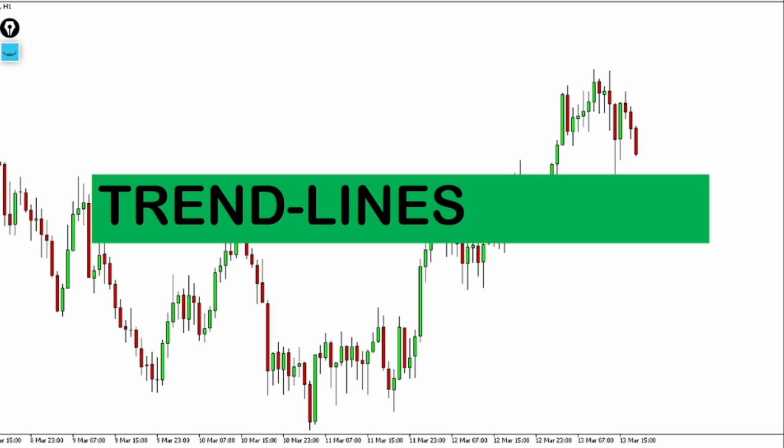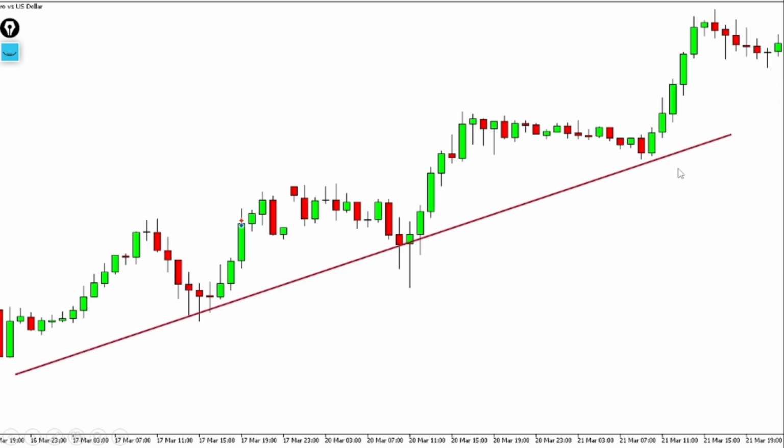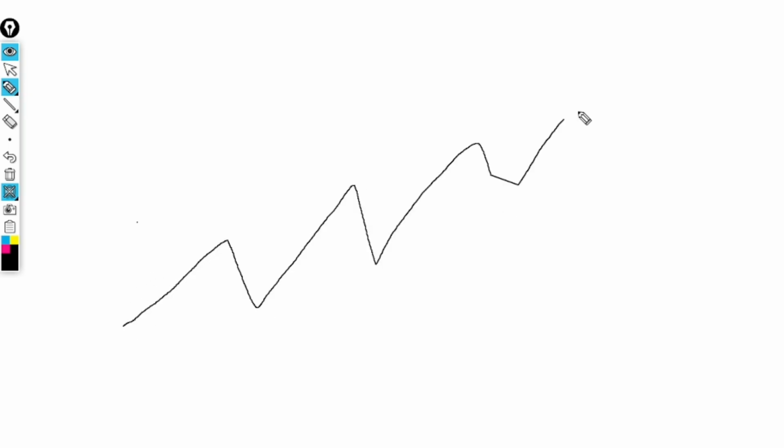Now, let's talk about trend lines. So what is a trend line? A trend line is simply a line that connects recent lower highs or recent higher lows of the market. Remember what I said about trends. When the market is moving in an uptrend, it moves maybe most of the time like this. It's not going to be perfect all the time, but it moves like this, right?